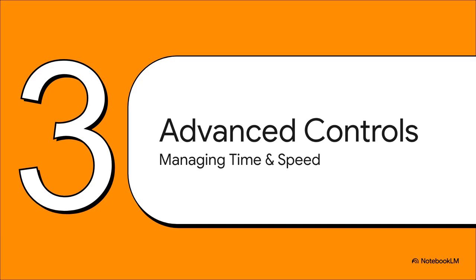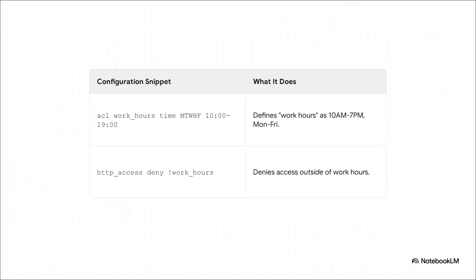Okay, so we've covered blocking what users can get to. Now let's level up and start controlling when they can get online and how fast they can download things. This is where Squid really transforms from a simple filter into a powerful network management tool. Let's say you want to turn off internet access outside of business hours. With Squid, this is incredibly simple to set up.